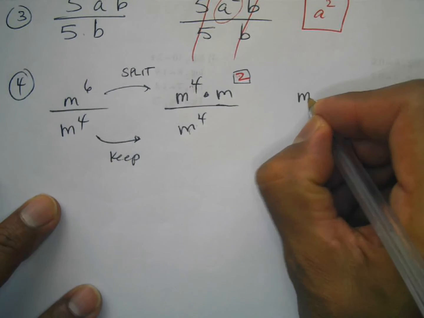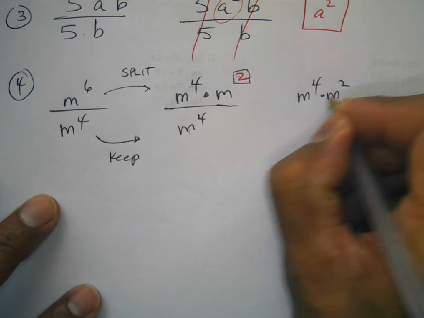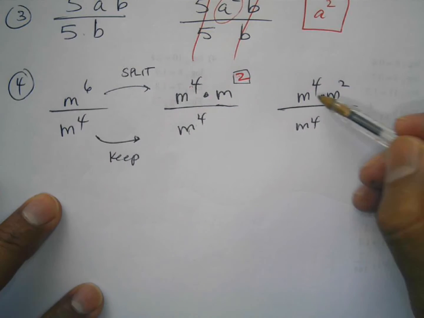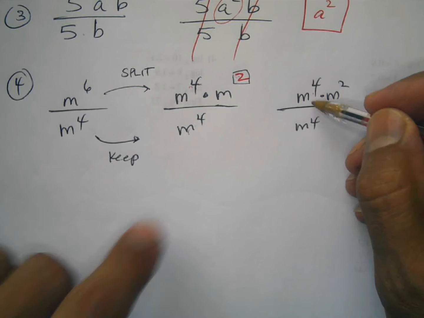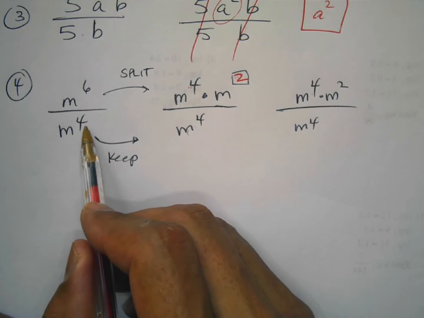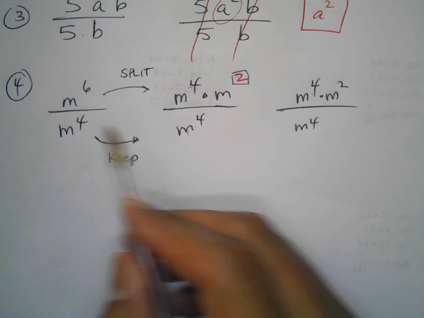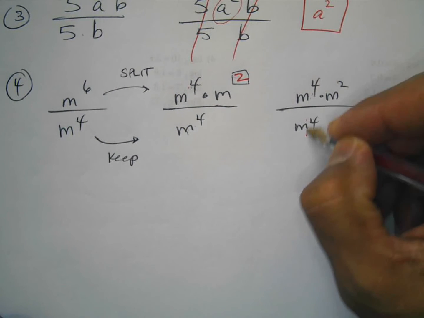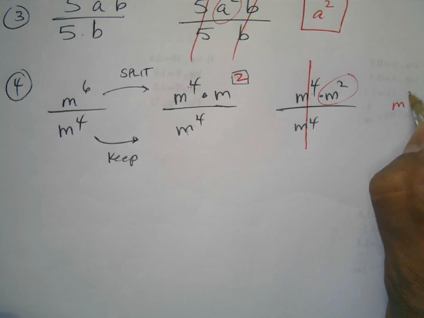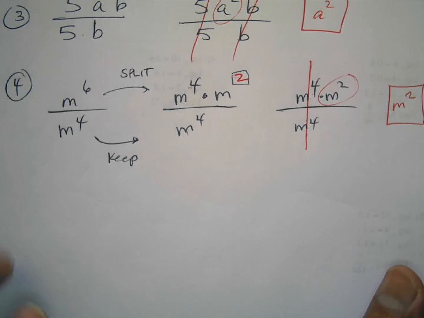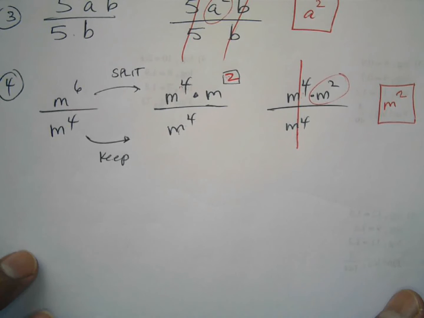Why are you doing that? Because now when you look at this, we want these to match. We want the m^4 to match with the m^4 up here. I couldn't write this one as a 6 because it doesn't have 6. You start with the lower one. So now these will cancel. You're left with your answer right there, m to the power of 2.